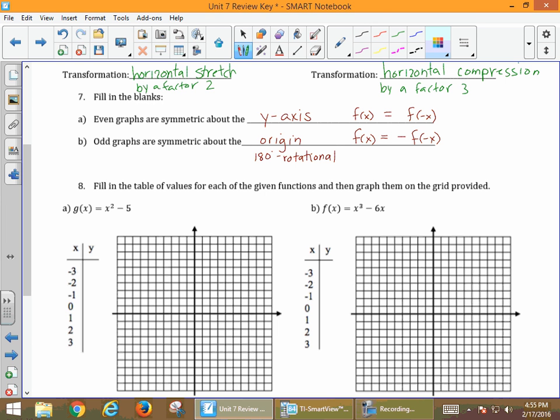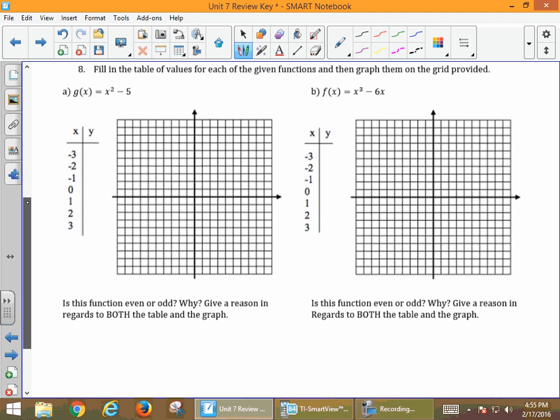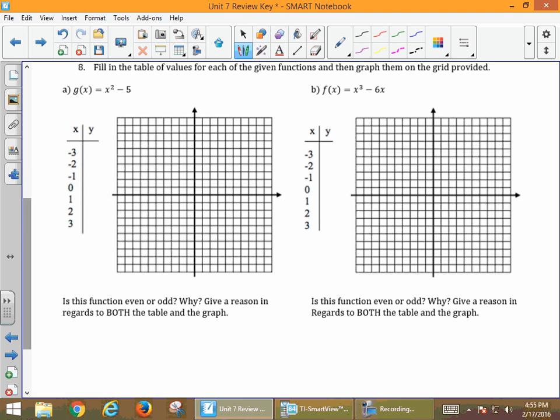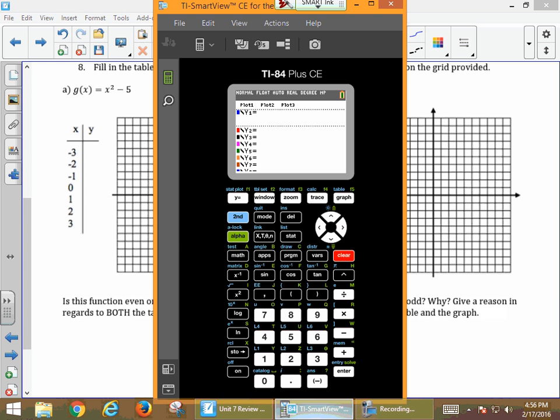So we're going to be able to see this in play in question number 8. Question number 8 says, fill in the table of values for each of the given functions and graph on the grid provided. I'm actually going to use a calculator for this, just to expedite this process a little bit. So the first thing I'm going to do is bring up the calculator and put in x squared minus 5.